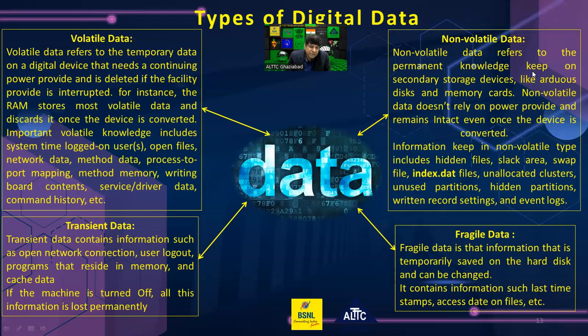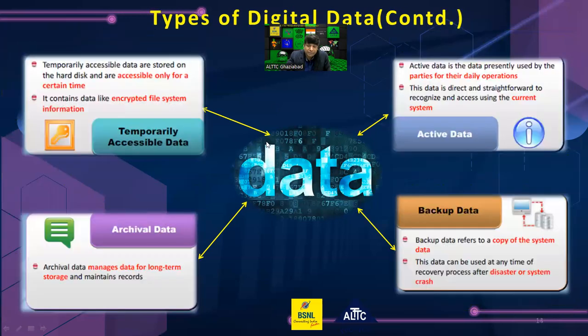Now the next, third type, is transient data. Transient data contain information such as open network connections, user logouts, programs that reside in memory, and cached data. If the machine is turned off, all this information is lost permanently. Fragile data is information that is temporarily saved on the hard disk and can be changed. It contains information such as last access timestamps.